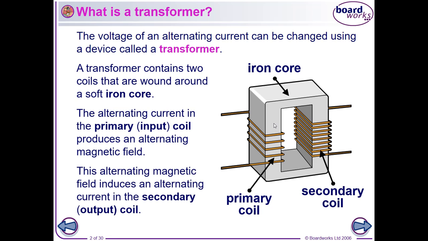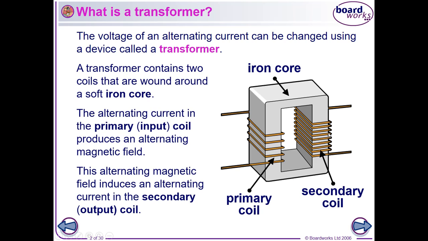This alternating magnetic field is moving inside the iron core, so it then produces an alternating magnetic field inside the secondary coil, and having a moving field inside a coil, we get current induced in the secondary coil. So alternating current in the primary and alternating current comes out in the secondary. Notice that there's no actual physical connection for current to flow between the two.